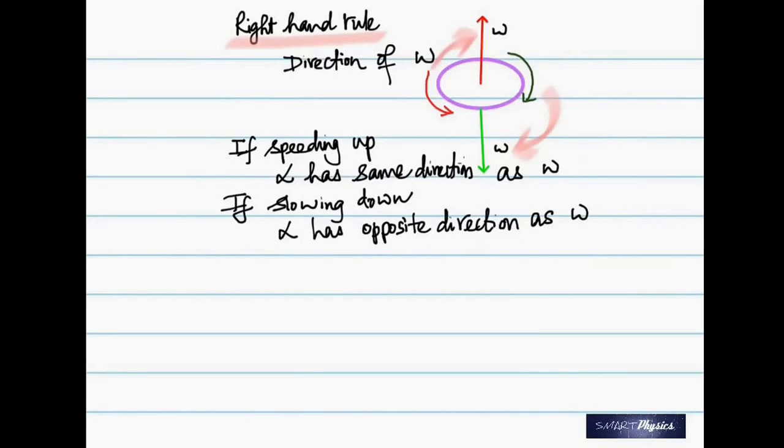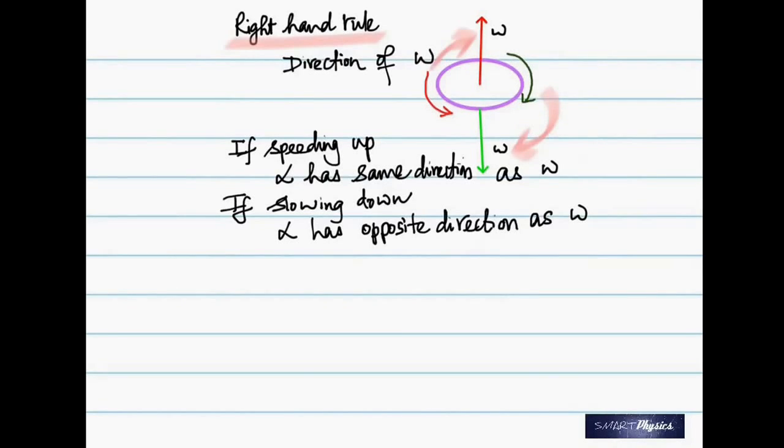Wait a minute. If an object is going to the north, I'm talking about linear motion. If an object is moving to the north and slowing down, what's the direction of its acceleration? South. That's exactly what I said there. If an object is going to the north and slowing down, its acceleration is to the south, right? But what if it's going to the north and speeding up? What's the direction of acceleration? To the north, right? So speeding up, alpha has the same direction as omega. Slowing down, it has the opposite direction.